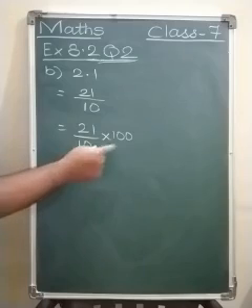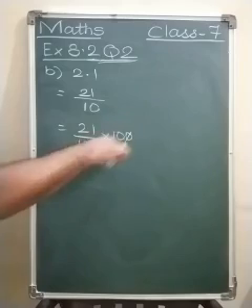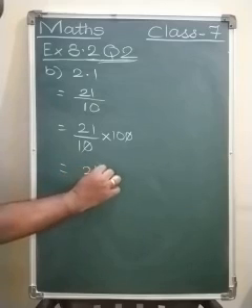21 upon 10 is a fraction. Convert the fraction into percentage, multiply it by 100. This 0 and this 0 gets cancelled. We get 21 into 10. So 210%.